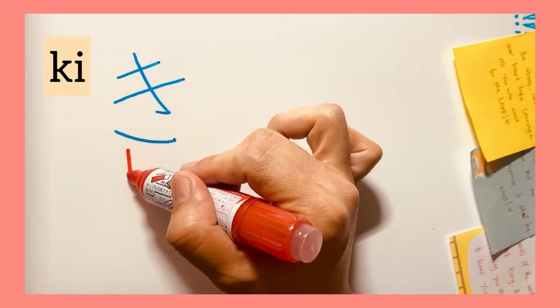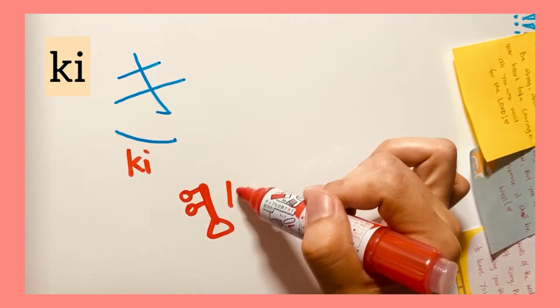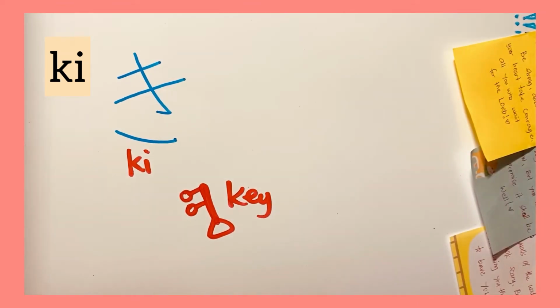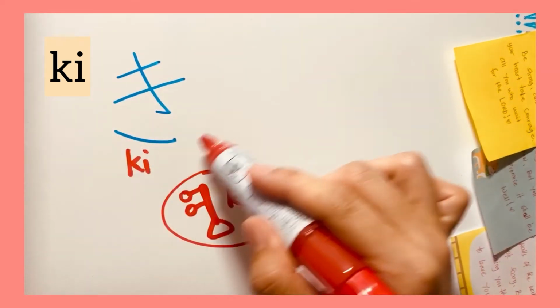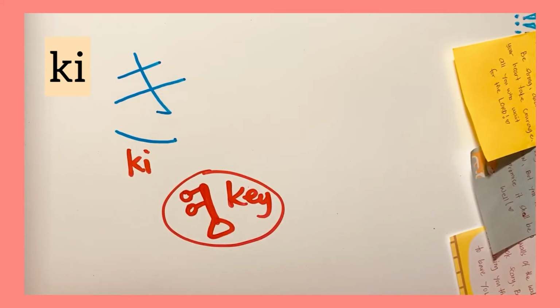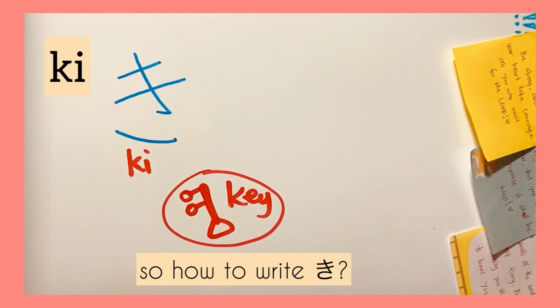So this is read as key. And this is a key, right? So notice how a key resembles the character ki. So just imagine that there's a key in the ki character. Okay? So, how do we write ki?